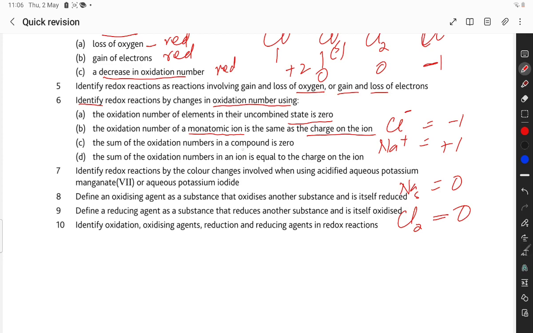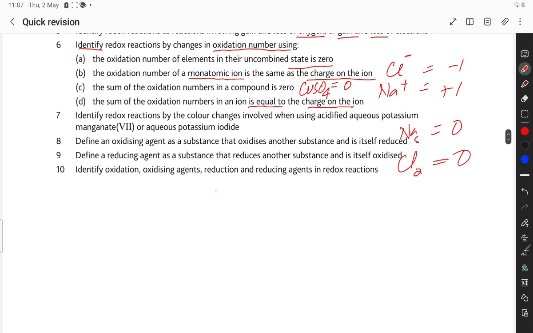The sum of the oxidation numbers in a compound is 0. For example, we have CuSO4, whose oxidation number is 0. The sum of oxidation numbers in an ion is equal to the charge on the species. For example, the sulfate ion: the oxidation number of this ion is -2.